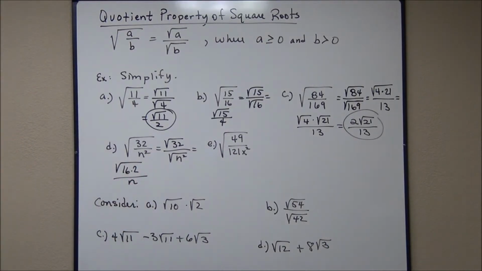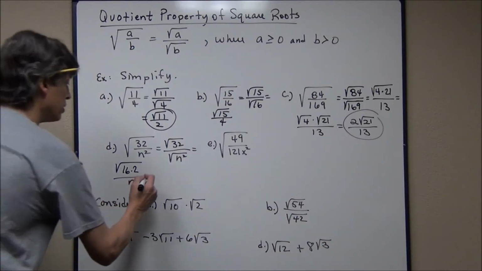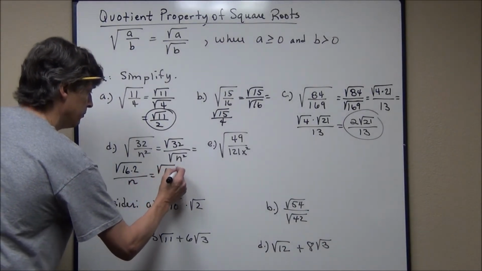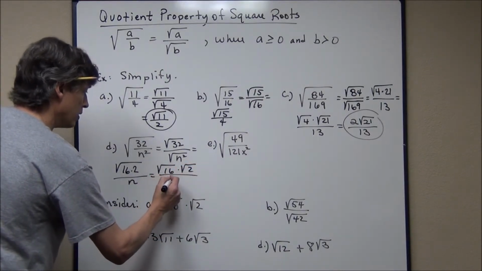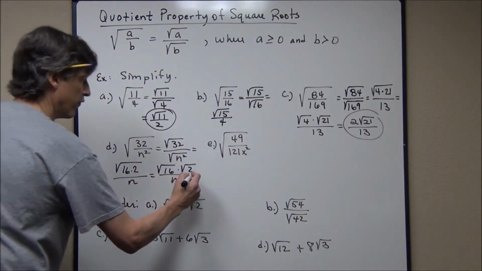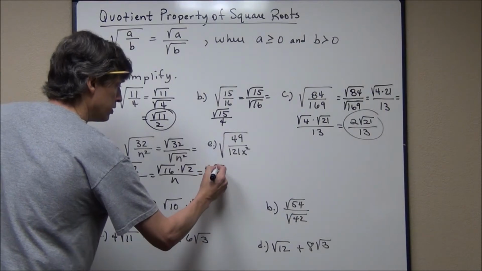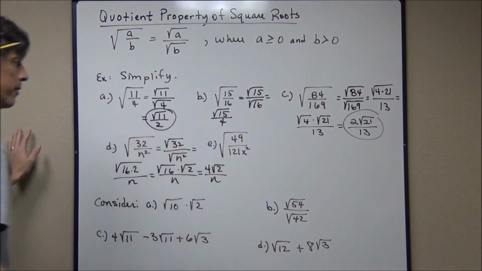Remember, all the variables that are under the radicals are considered positive numbers here. Now this is the square root of 16 times the square root of 2 all over n, and of course the square root of 16 is 4, so this is 4 times the square root of 2 all over n.